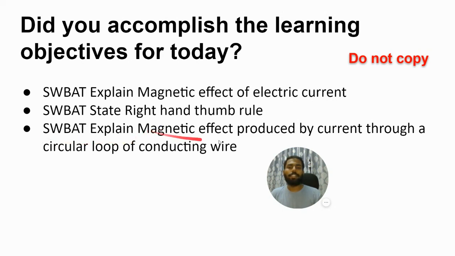Then can you explain magnetic effect produced by a current through circular loop of conducting wire, right? अगर एक loop बना दिया, circular loop of a conducting wire, तो उसका magnetic effect क्या होगा? Can you explain all the points to a friend again orally, or can you write down everything and explain it in writing so that someone can give marks based on that explanation? Just check that, and if not, then maybe try reading the textbook again, try watching other videos, try watching this video again, try asking doubts, and make sure you're accomplishing the learning objectives.